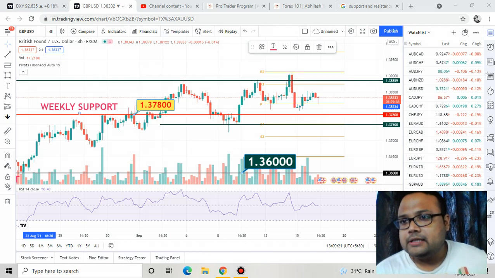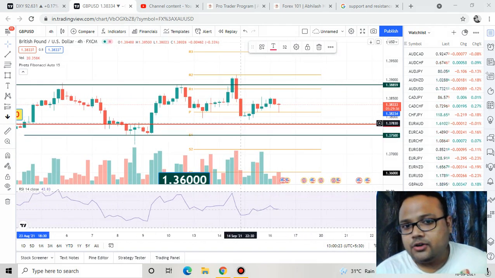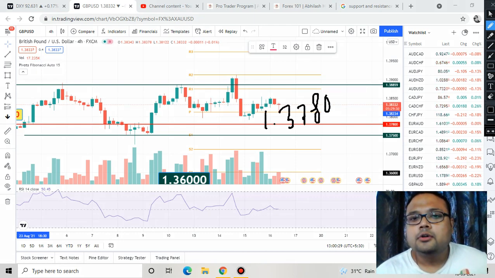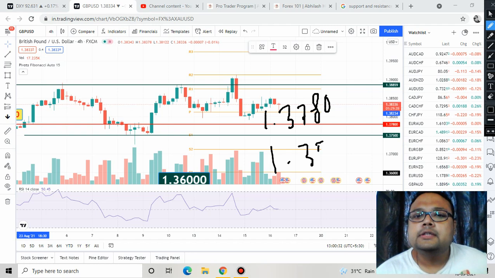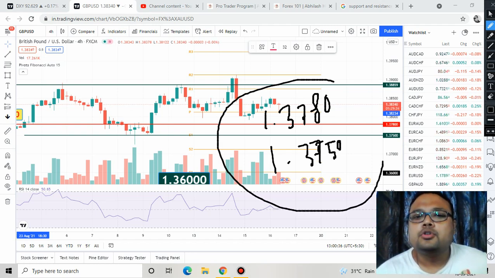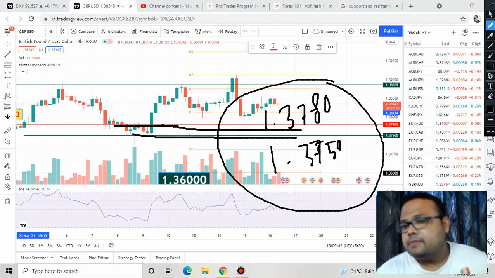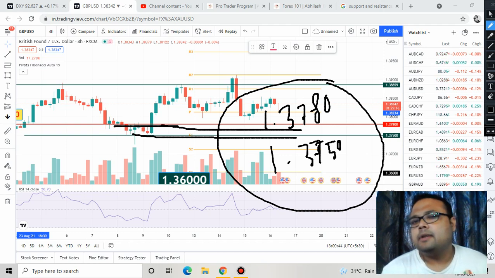In case you find GBP USD going below this level, then also do not short the market, because you can see that I have got two lines drawn here, 1.3780 to 1.3750. This is a support zone for the market. So in case the market comes down, there is a good possibility that the market will be bouncing from here.